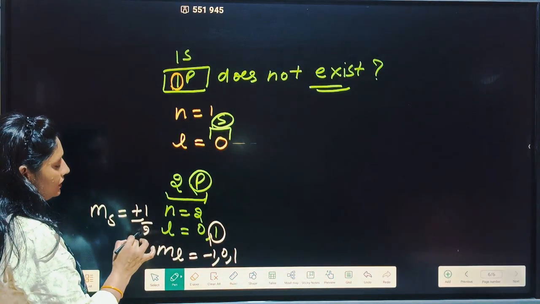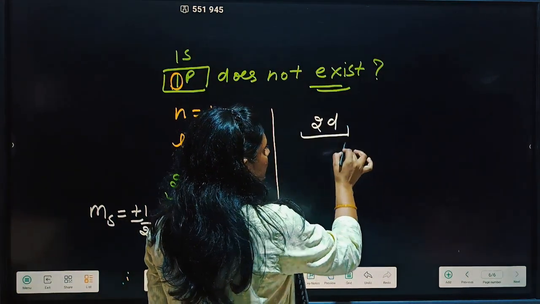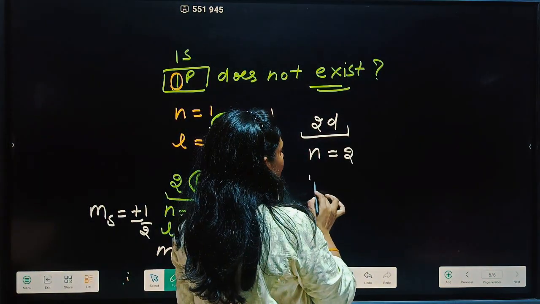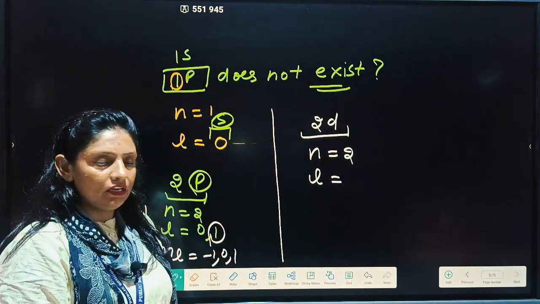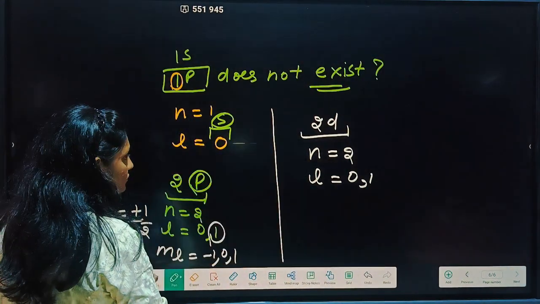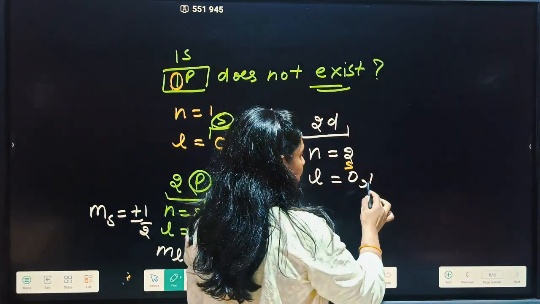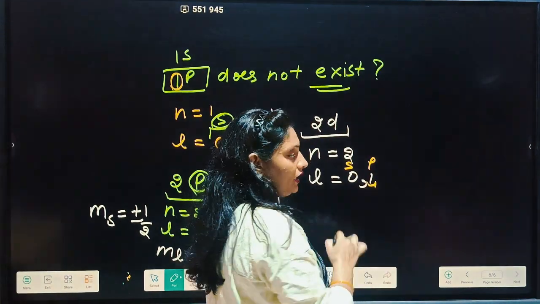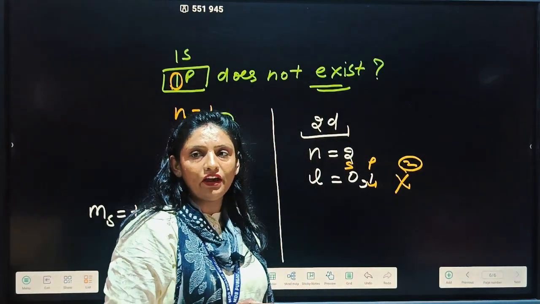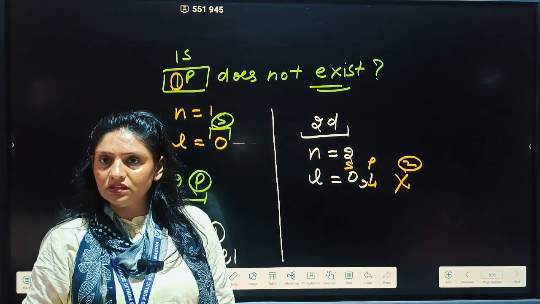But students, if I write quantum numbers for 2d, then what will be the value of n here? 2. Value of n is 2. So value of L will be, tell me, it may be 0 and 1. But you know very well students, this value 0, it is for which orbital? Yes, it is for S orbital. And this value 1, it is for P orbital. For D orbital, this value must be 2. But here we are not having 2. So students, 2d also does not exist. Any doubt in this?